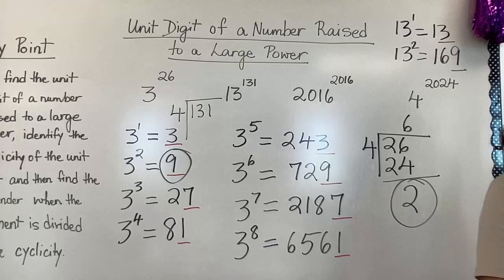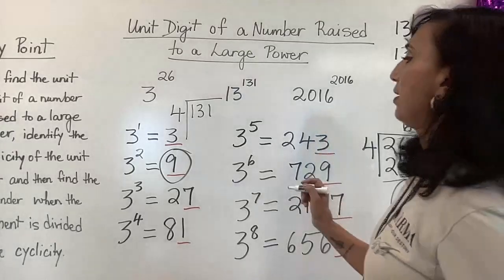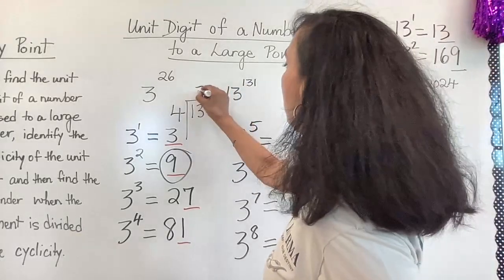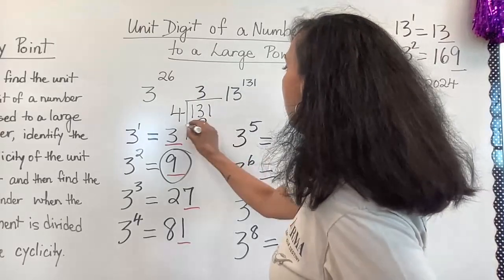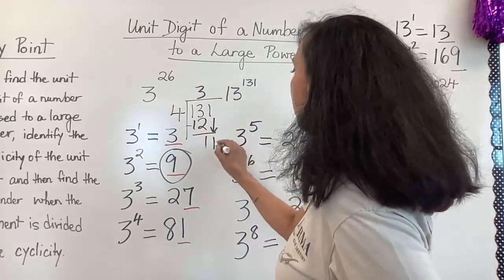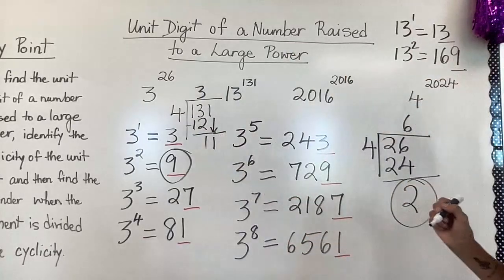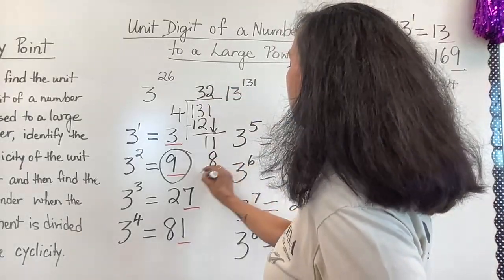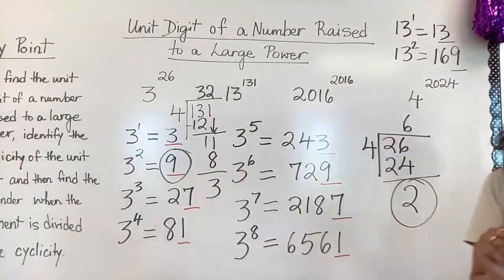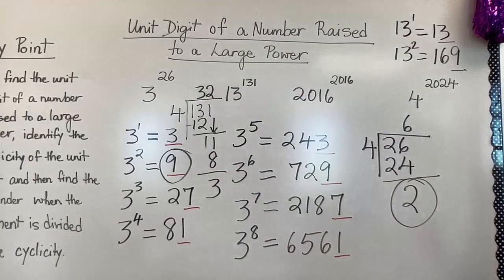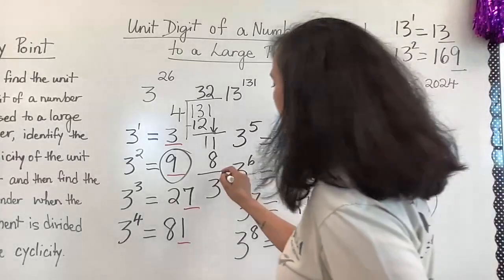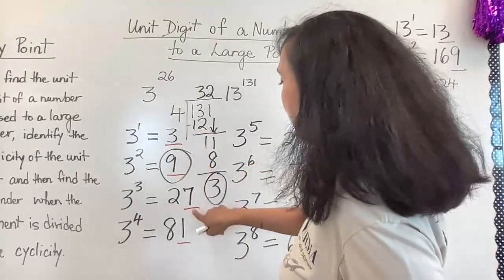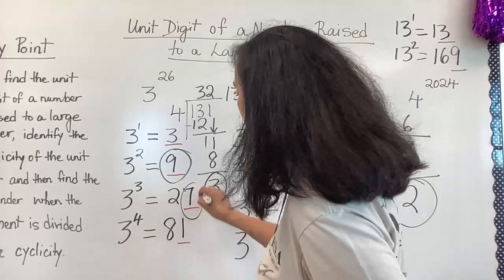All right, so here we go: 4 times 3 is 12, and I get 1 remainder and bring this down. Then I know that 4 times 2 is 8 and I get a remainder of 3. Since I get a remainder of 3, what is the third number in the pattern? 3, 9, 7. So 7 is the third number in the pattern.